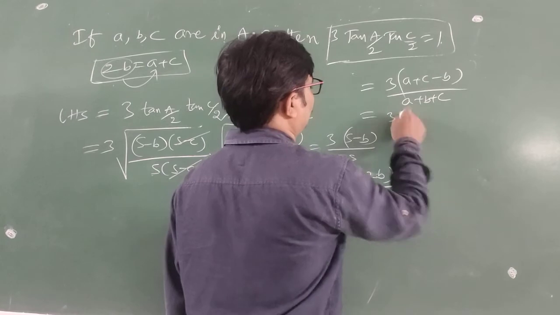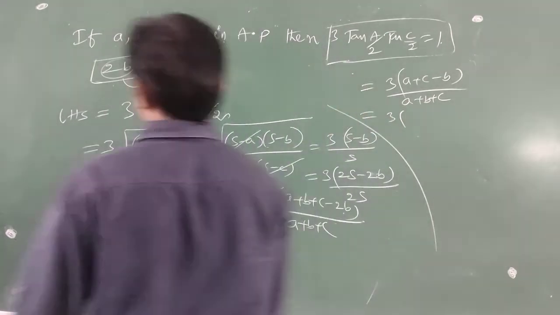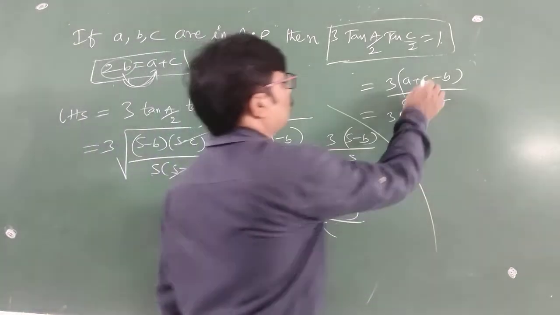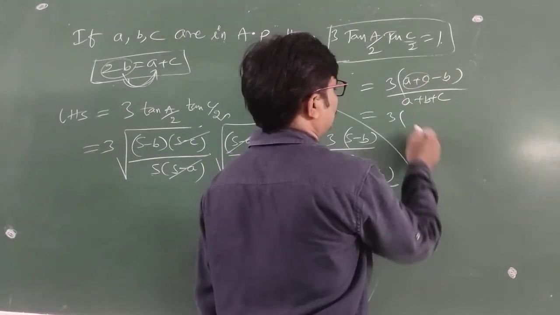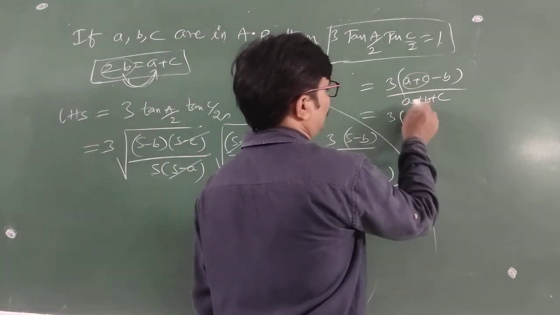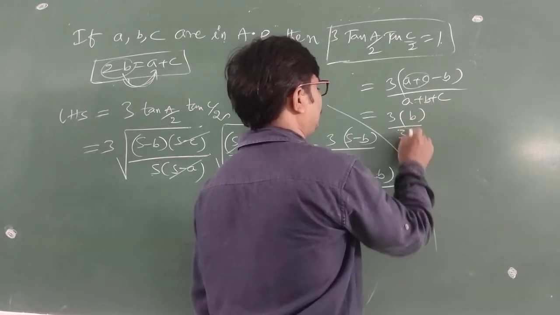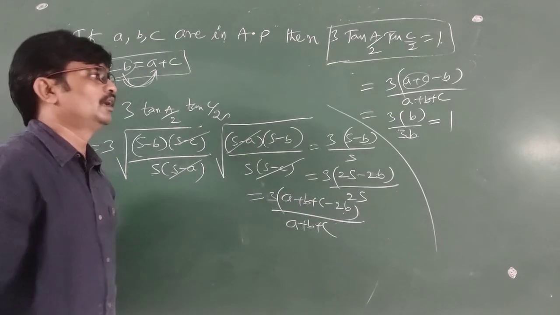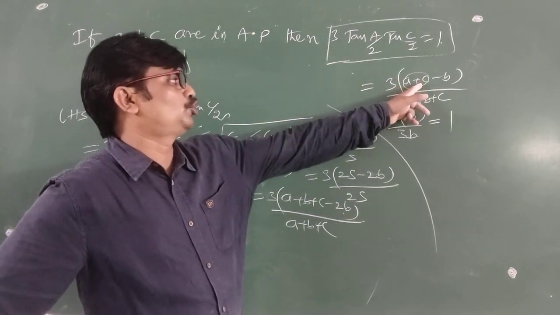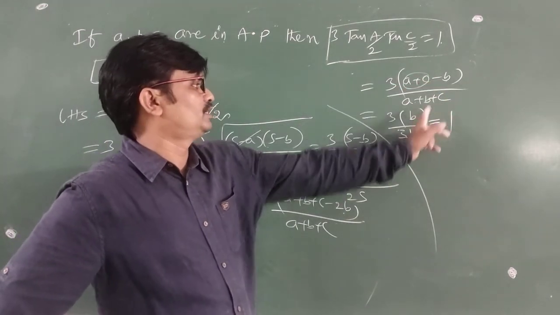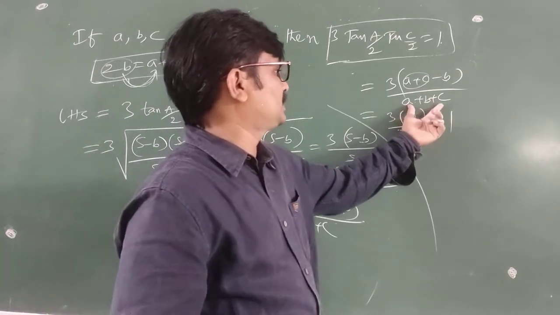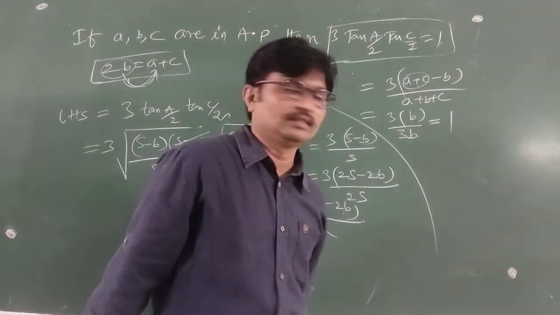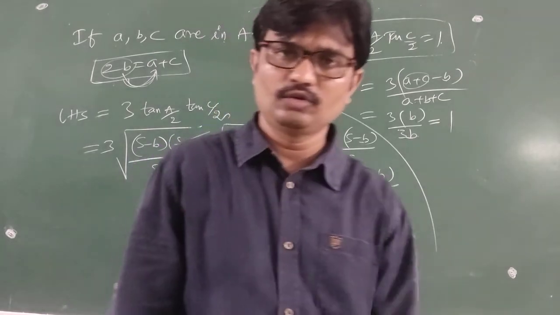So students, 3 into the value of A plus C, which is 2B, 2B minus B is B. So A plus C is 2B, plus B is 3B. 3B by 3B is 1, that is the RHS. What is it, students? A plus C is 2B. 2B minus B is B. A plus C is 2B, 2B plus B is 3B. 3B, 3B cancel. The required solution is 1. Okay.